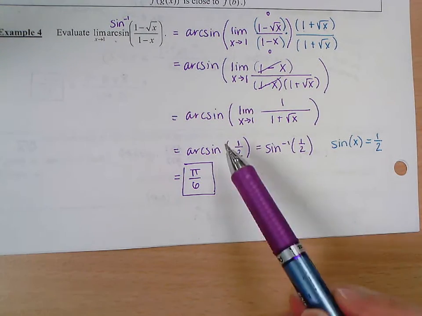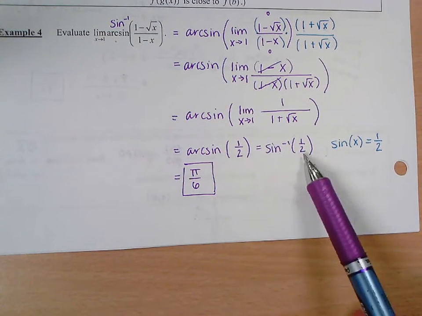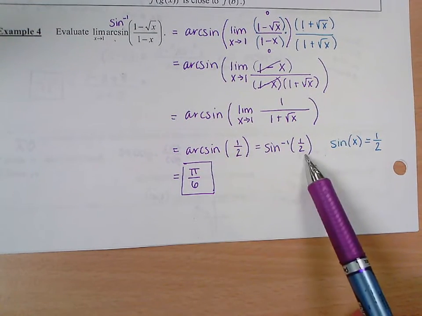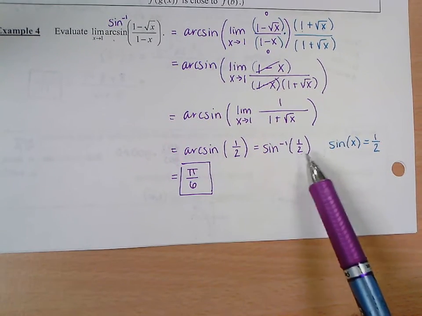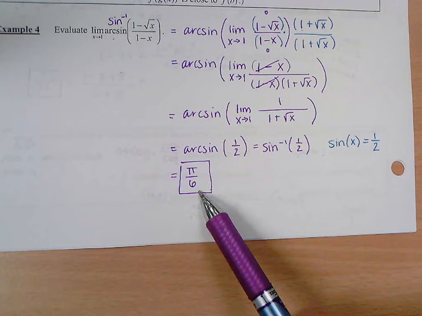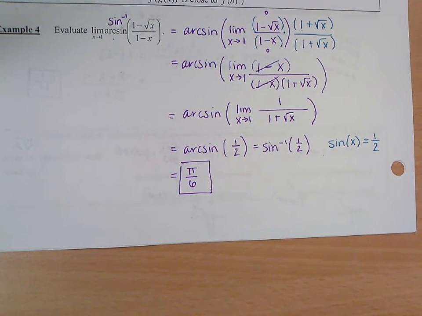So arc sine of 1/2, or inverse sine of 1/2, the answer to that is the angle where sine is 1/2. So the answer to this is an angle. It'd be 30 degrees, but because we always work in radians, it's pi over 6.